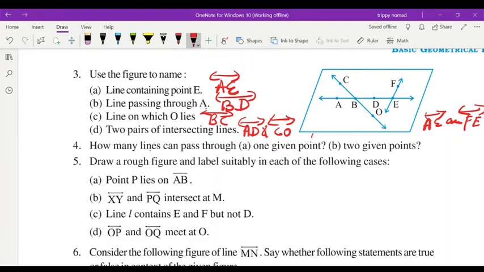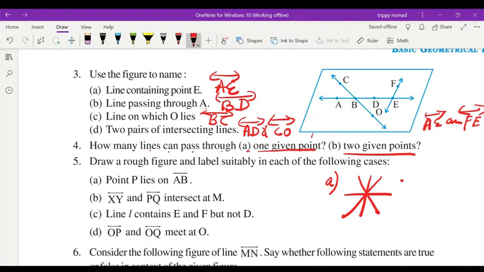Next question: how many lines can pass through one given point or two given points? I hope you understood. If one point is given, children, so many lines we can pass through. That means infinitely many lines. You can write the answer. I have not drawn it properly, but you have to draw only from one point. So for answer A, infinite. And part B, two given points, if two points are given, children.